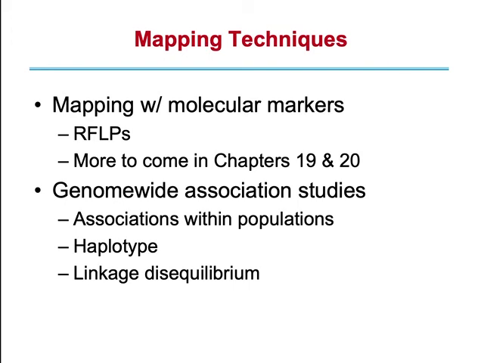Other mapping techniques include genome-wide association studies, which look at non-random associations between the presence of a trait and alleles at different loci scattered over the genome, which is basically looking for association between traits and particular suites of alleles in a population. Linkage disequilibrium is defined as non-random association between genetic variants within a haplotype, which is defined as a specific set of linked genetic variants or alleles on a single chromosome or part of a chromosome. Okay?